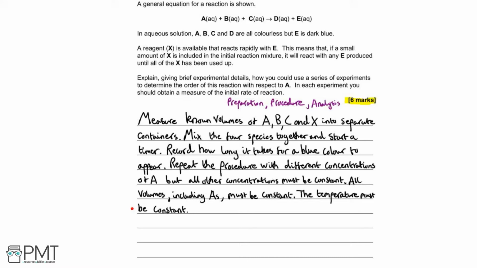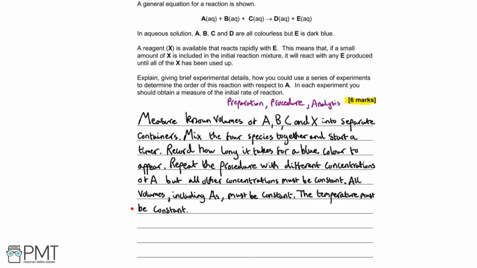It's important to state that you leave your control variables constant. You can't assume that just because you haven't said you're going to change them, they're going to stay constant. You need to state they must be constant in order for that to be included in your explanation. You can't leave it just assumed that they stay constant. But that gives us the full procedure we need, and now we have a set of data for the time taken for the blue color to appear against different concentrations of A.